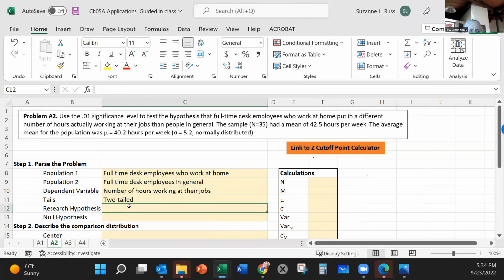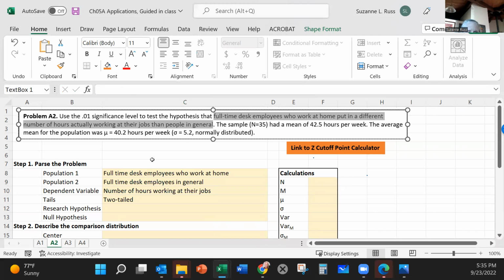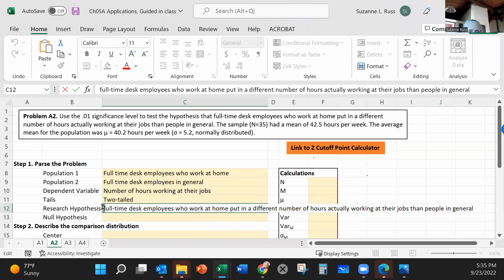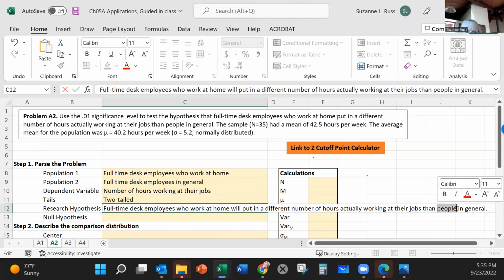And the research hypothesis, I think it says that pretty clearly right here. So I'm going to copy that and see if I can adapt it to this. So full-time desk employees who work at home put in a different number of hours. I think I'll add the word will, because this is a prediction, put in a different number of hours actually working at their jobs than people in general. I'm okay with that. I think I'm going to change this to full-time desk employees.